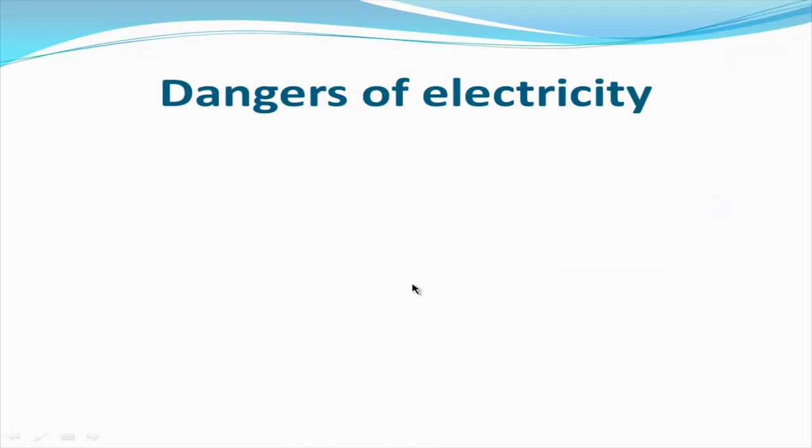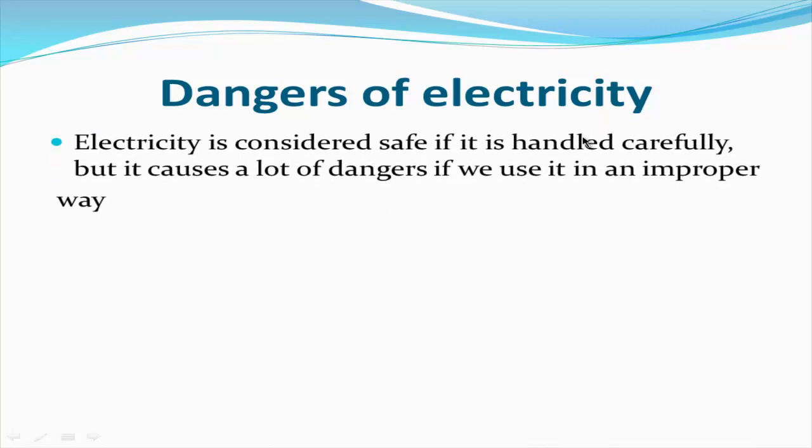Okay. The second point we will talk about is the dangers of electricity. Electricity is considered safe if it is handled carefully, but it causes a lot of dangers if we use it in an improper way. What is meant by improper way? Improper way means incorrect way.